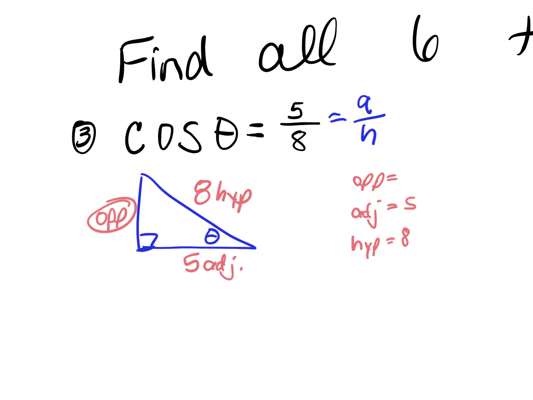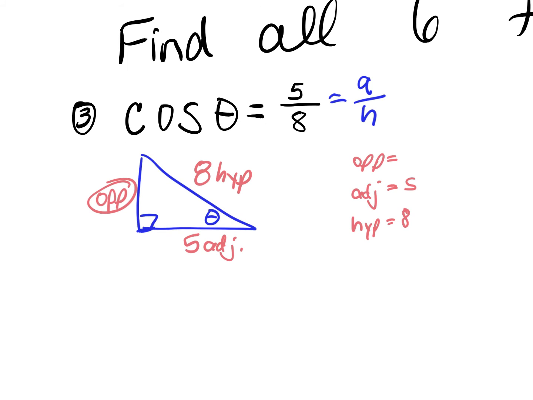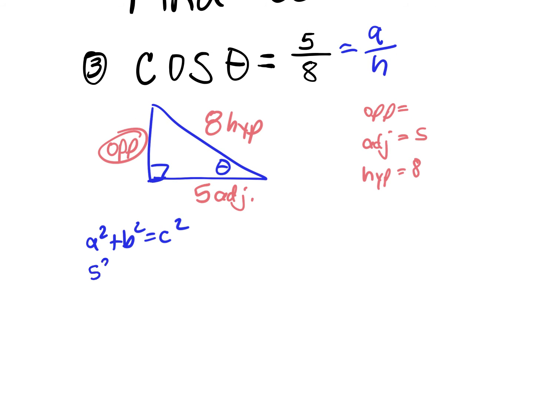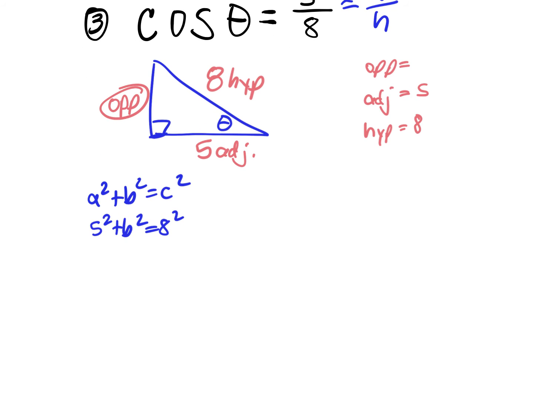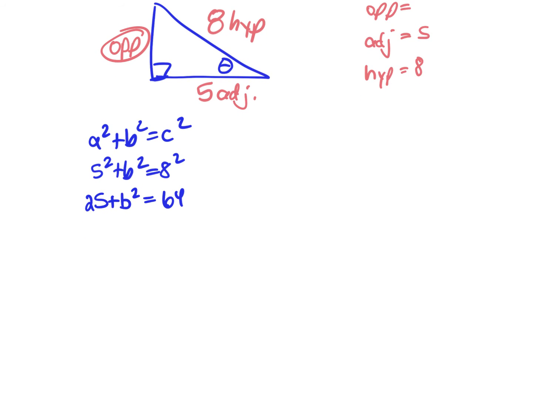So now we're going to find our opposite side. Am I looking for A or B, or am I looking for C? You're looking for A or B, okay? Doesn't matter which you put it for. I'm just going to say A squared plus B squared equals C squared. I know my hypotenuse is 8, so I'm going to say 5 squared plus B squared equals 8 squared. What is 5 squared? 25 plus B squared equals 64. Now what? Subtract 25, good. I get B squared equals, what is 64 minus 25?